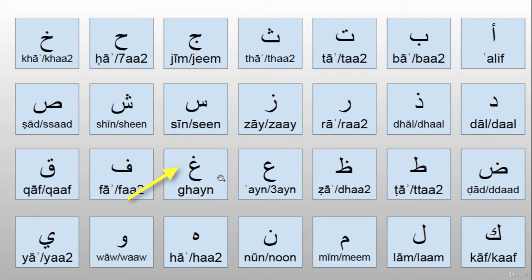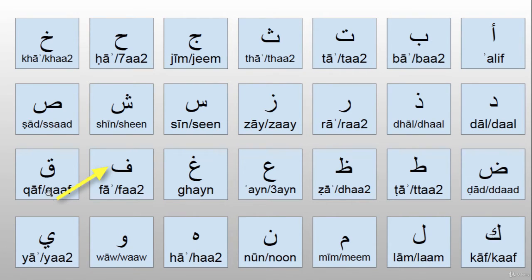And then we have the letter Ghain, Ghain, which corresponds to a sound that does not exist in English, but it exists in other languages, such as in French and German, when speakers are trying to pronounce the R sound. Like in French when people say parler, or in German when people say Krieg. So it is Ghain, Ghain. And then we have the letter fe, fe, which roughly corresponds to the F letter in English.